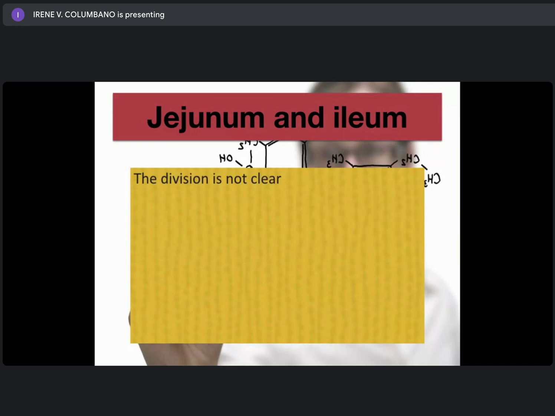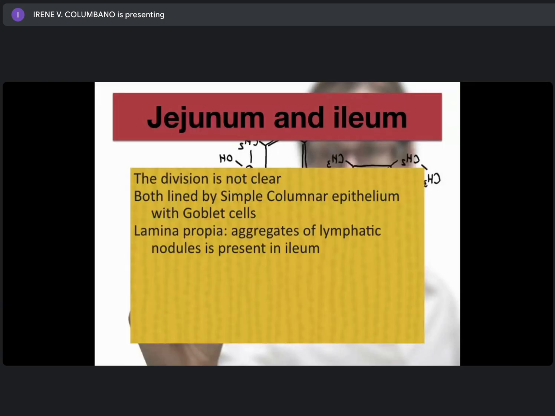Jejunum and ileum, the division is not clear, but they are both lined by simple columnar epithelium with goblet cells. So marami din silang lymphatic nodule, no? So lymphatic nodule is more pronounced in the ileum. Tawag naman dyan sa ileum yung mga lymphatic nodules, tandaan nyo, is Peyer's patches. Peyer's patches, nakikita lang yan sa ileum.